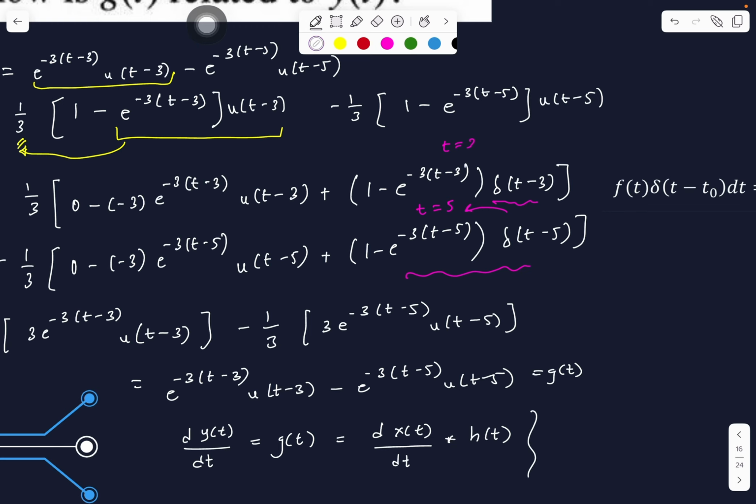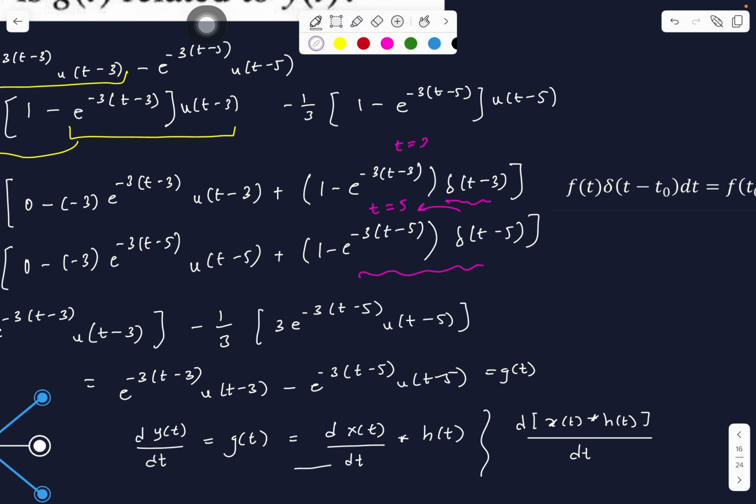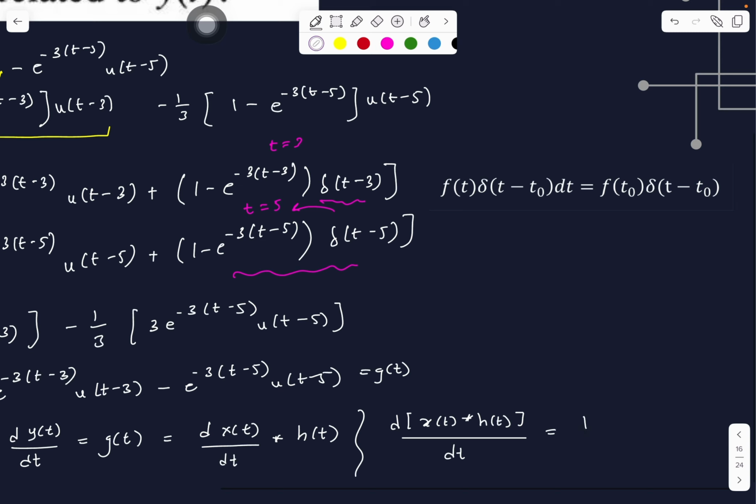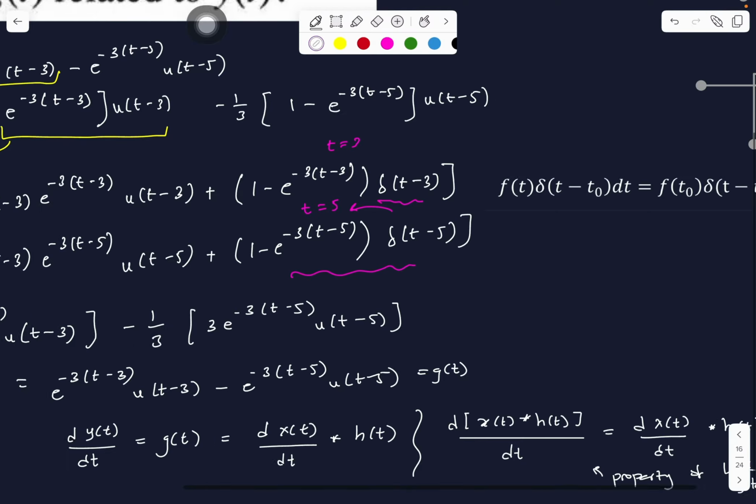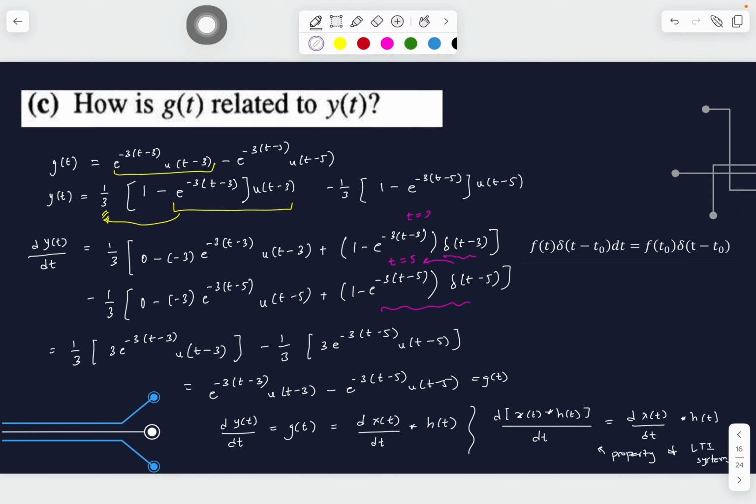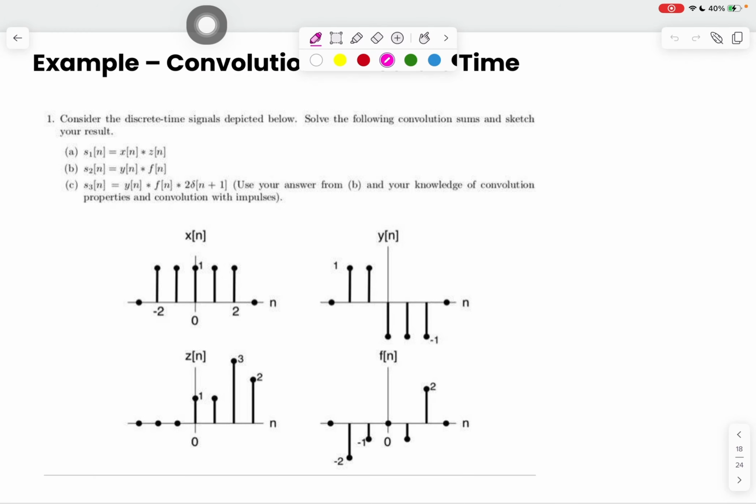So we get the derivative of x(t) convolved with h(t). So the derivative of the entire convolution is equal to g(t), which is equal to the derivative of x(t) alone, dx(t)/dt, convolved with h(t). So this is a property of LTI systems, firstly, and secondly, the relationship between g(t) to y(t). This is the relationship.